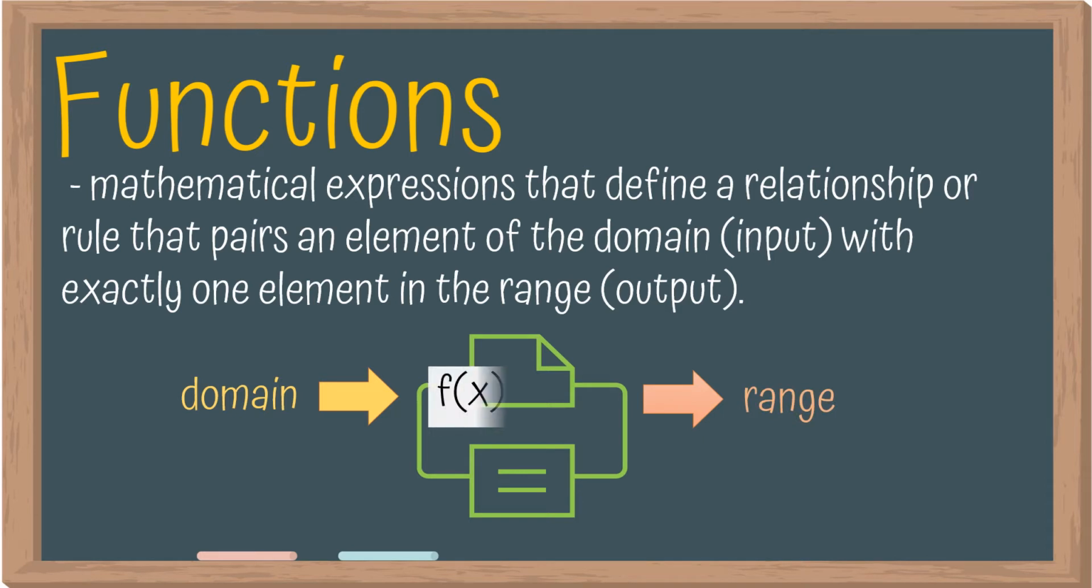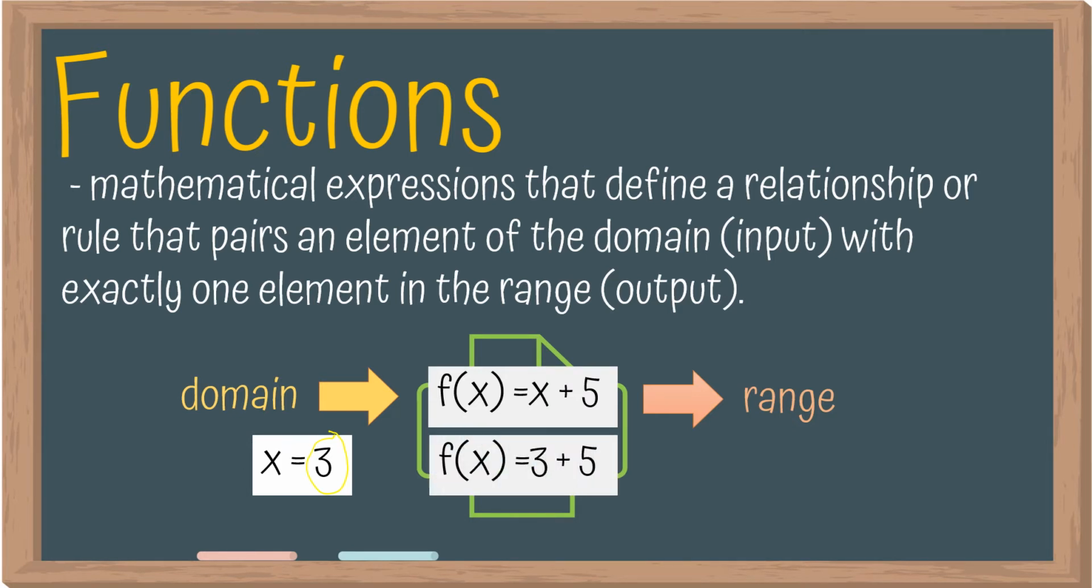Let us have an example. So, let's say we have f of x is equal to x plus 5. Let's say we have an input value of 3. So this value 3 here will be our input value. So to do that, we are going to replace our variable x in our function with the input value, which is 3. So that will become 3 plus 5, and that will give us our output value, which is 8.